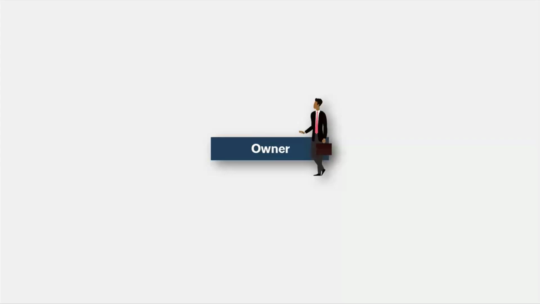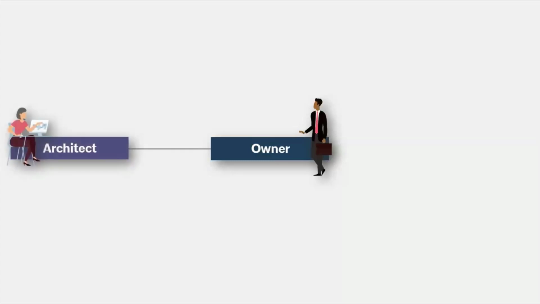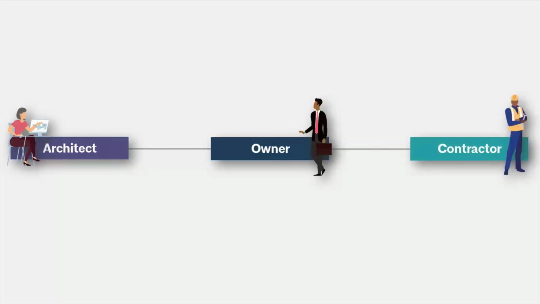To get us started, we'll start with, of course, the owner. When the owner goes about a conventional project, he or she is going to retain an architect who's going to prepare drawings and specifications, and also assist the owner in obtaining bids or proposals. The owner bids out the work to a contractor, and the contractor builds the work.